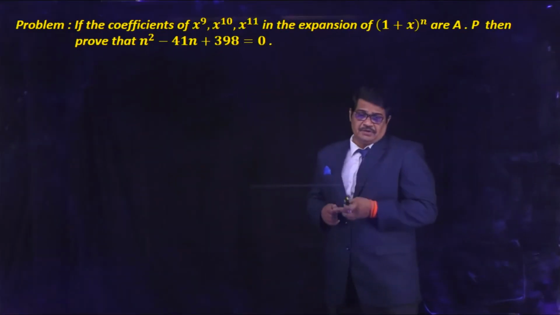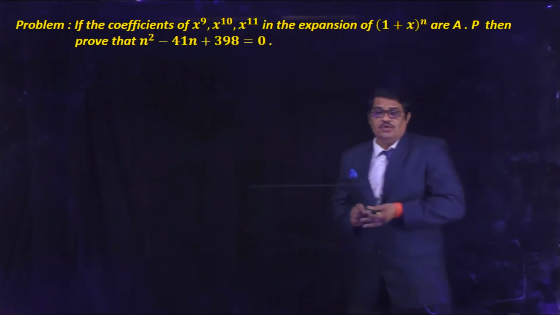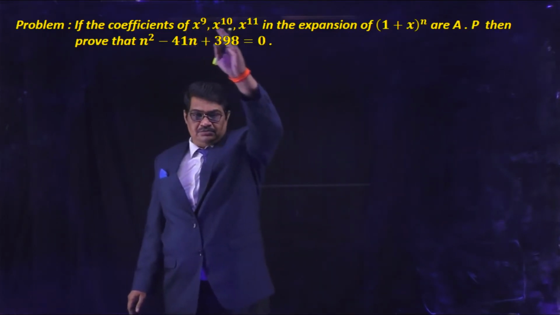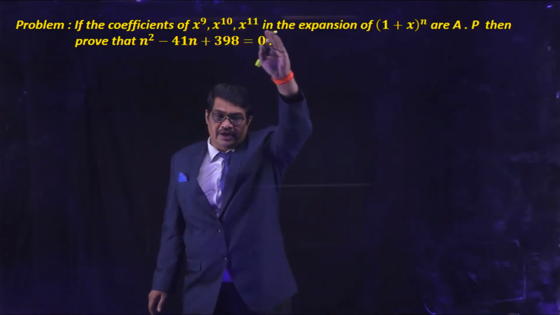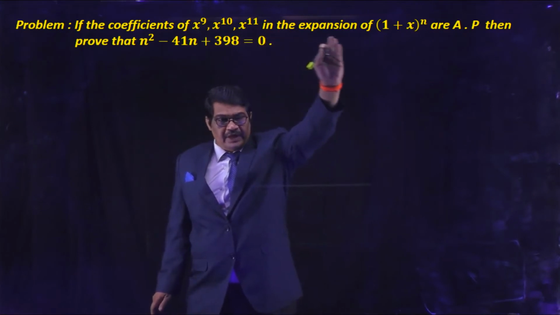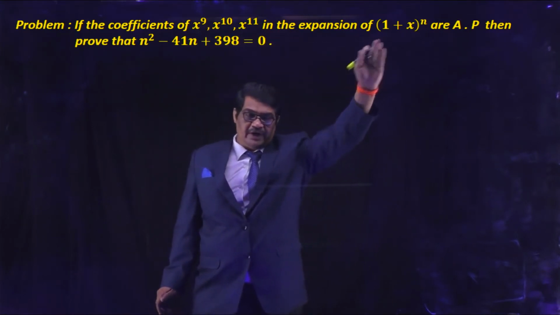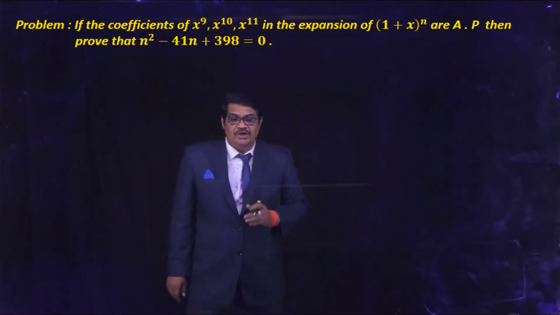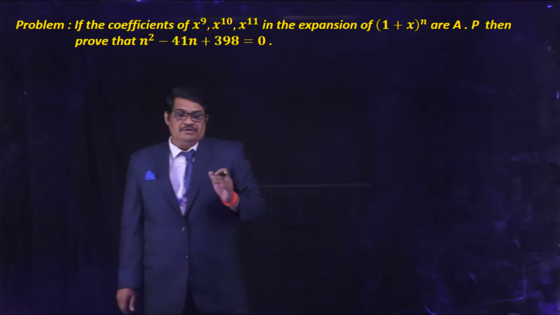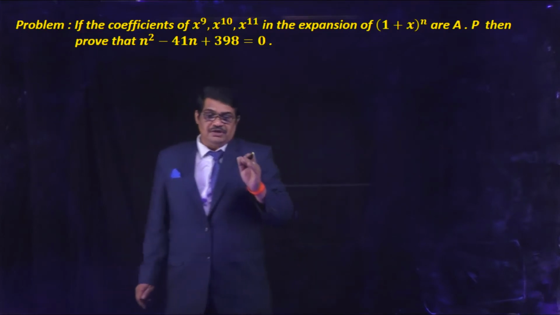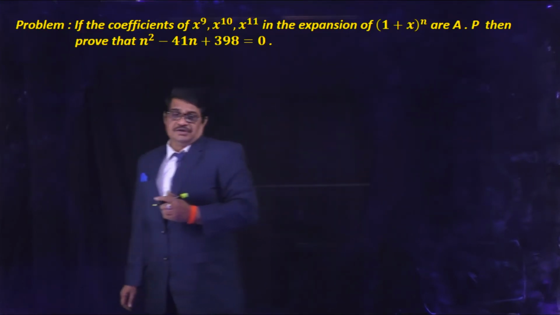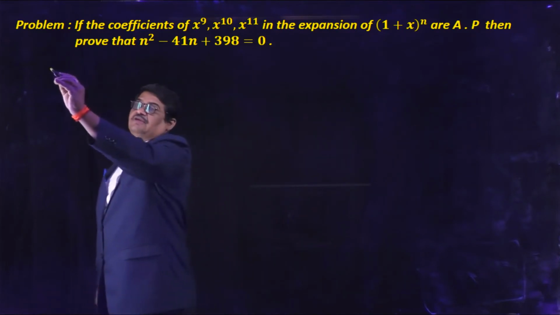Okay. Another problem. If the coefficients of x^9, x^10, x^11 in the expansion of (1+x)^n are in AP, that is, arithmetic progression, then prove that n^2 - 41n + 398 = 0. Okay, that is the given problem. See the solution.